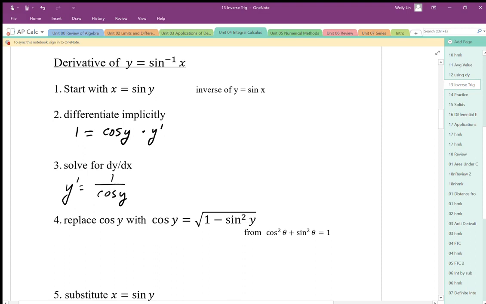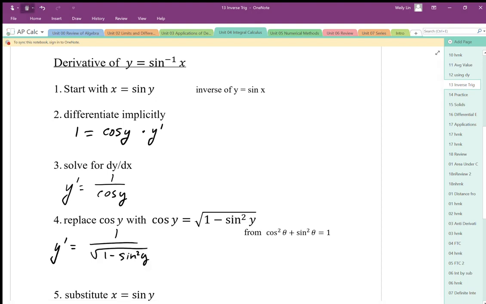Okay, well, the problem is we don't really want y's in here. We want x's in here. So first of all, we're going to start by replacing the cos y with this expression here. So we know that cos squared plus sine squared equals 1. So we're going to rearrange that and solve for cos y. We end up with 1 over square root of 1 minus sine squared y.